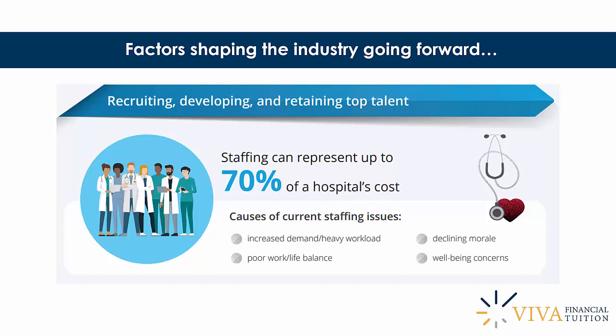Causes of current staffing issues: increased demand and heavy workload. That obviously is related to the factors that we mentioned earlier. Poor work-life balance. Increasingly, doctors are coming under heavy strain, especially in the public sector, in terms of trying to avoid waiting lists because of the huge demand on the healthcare industry, especially in the public sector. It's a little bit difficult for them to strike the right work-life balance, and that's creating all sorts of associated problems.